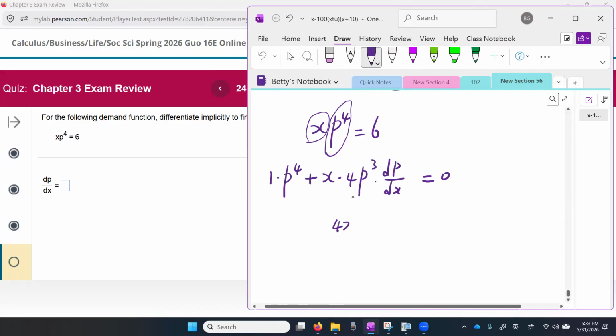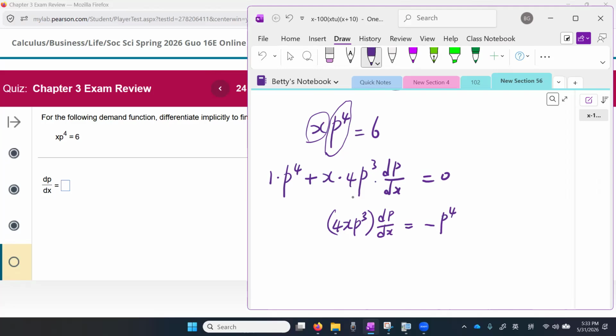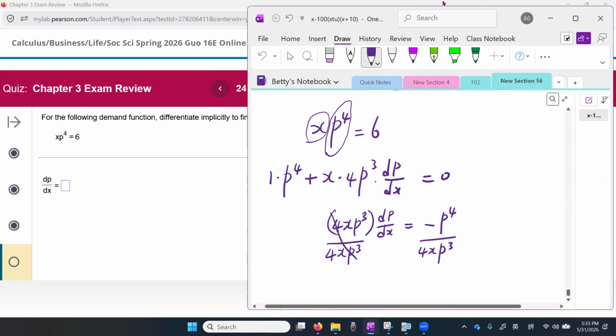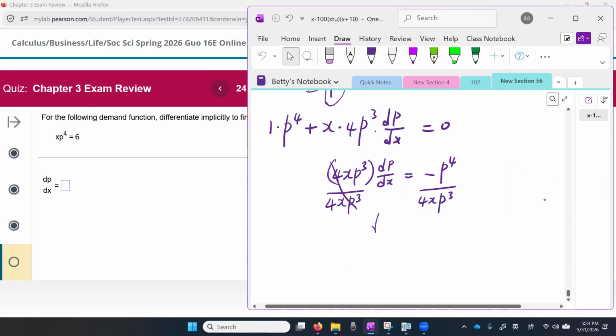And we have 4x p cubed dp/dx equals negative p to the fourth. And we divide by this. We have dp/dx equals negative p over 4x. Negative p over 4x.